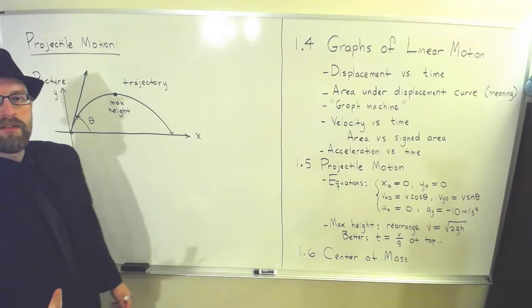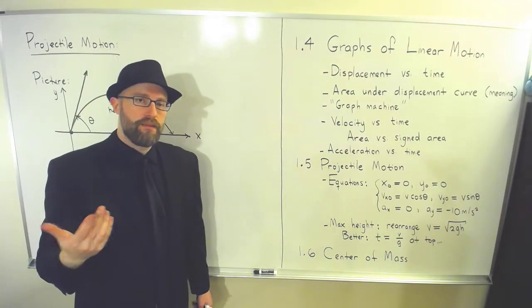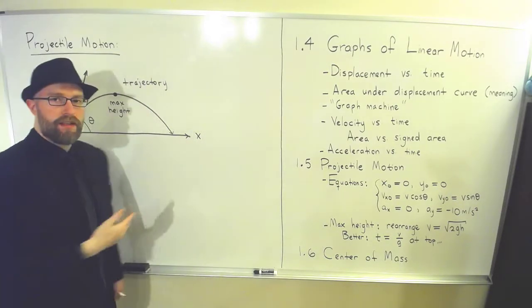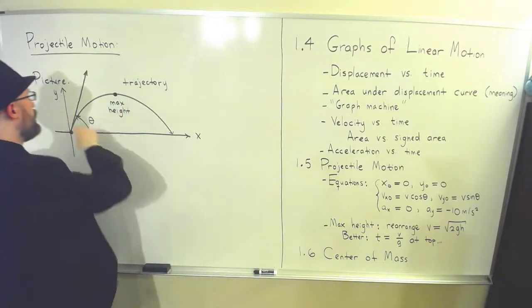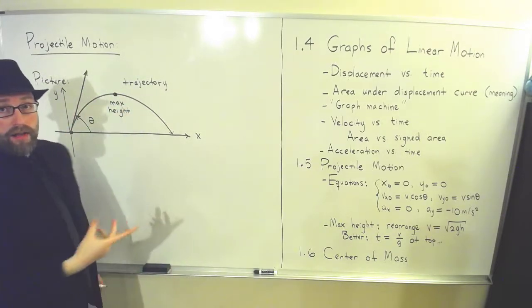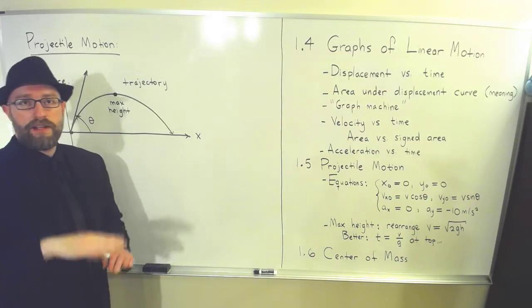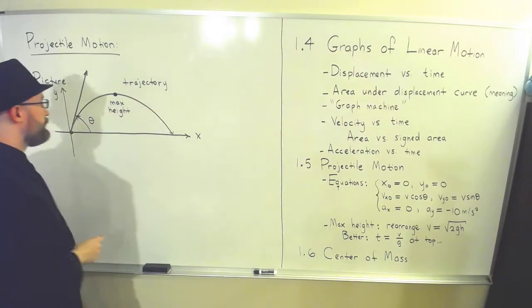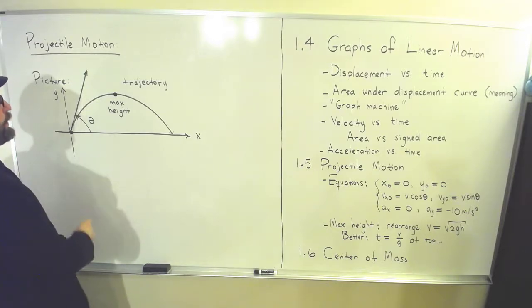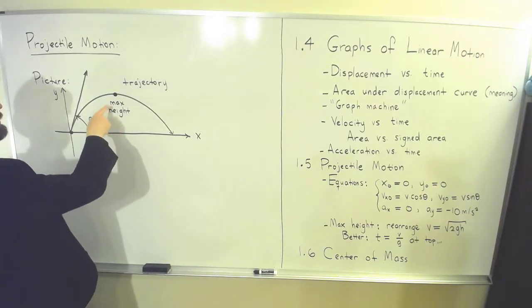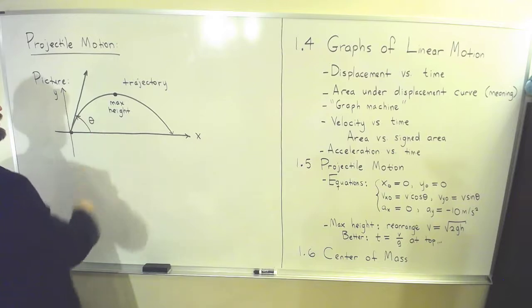Now, if we ignore wind resistance, which is a pretty good approximation for something heavy like a cannonball, then this will actually be what's called a parabolic trajectory. That's in the approximation that gravity is constant and all this kind of thing. If you had wind resistance, then it would look a little bit different.